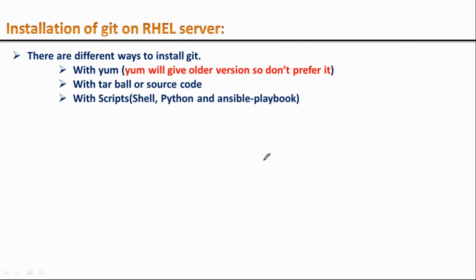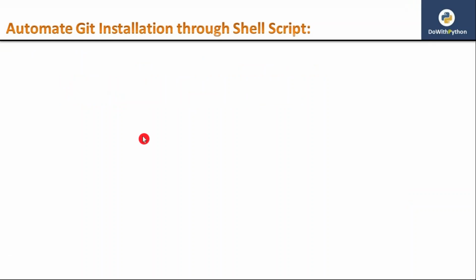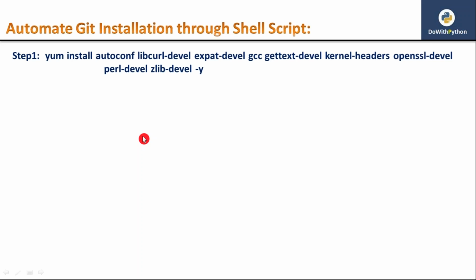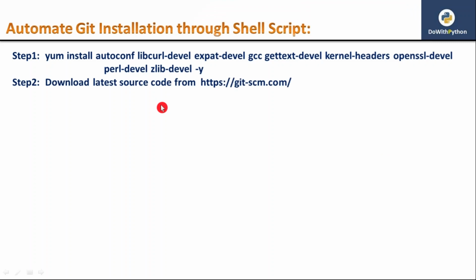Anyway, before going to our task, automating Git installation through shell script, first I want to give the steps for the tarball or source code Git installation method. The very first step is to install some tools which are required for Git, right? These are some of the tools: autoconf, GCC, and so on, all required for Git. So you install them with the help of the yum command.